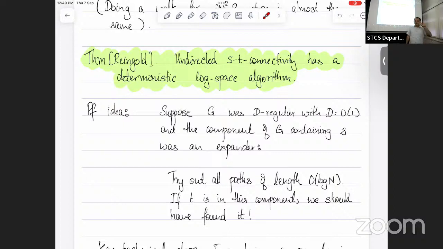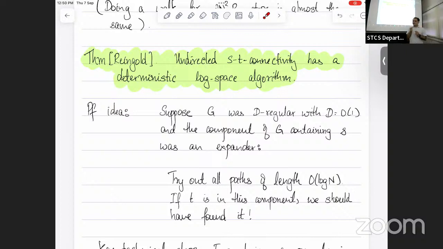Okay. Now, in that case, do I have a deterministic log space algorithm? And the deterministic log space algorithm is just the following. I know for a fact that if I take a random walk of length order log n, it completely mixes in the component that contains S. So what we will do is we will just explore all possible paths of length log n.